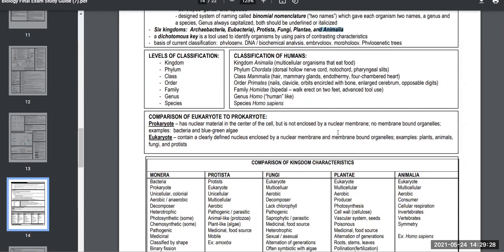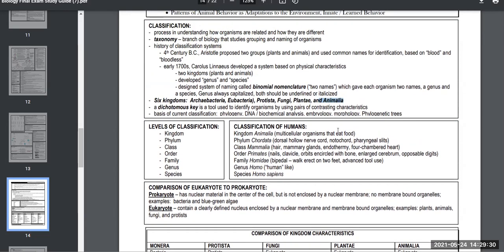All right, so for classifying these organisms, we use a dichotomous key to identify organisms by using pairs of contrasting characteristics. This is the basis for current classifications, just like the phylogeny, the biochemical analysis, embryology, morphology, and the phylogenetic trees.